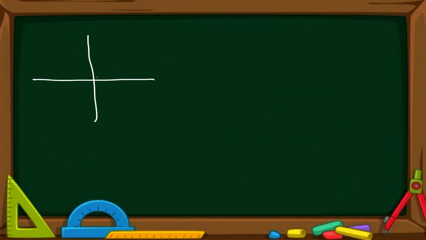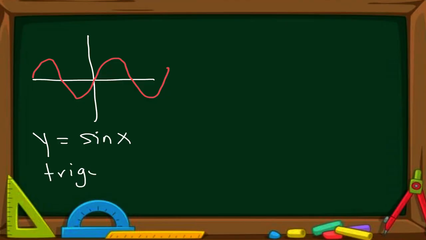Next, you have trigonometric functions, and these go on forever in a horizontal direction. So that is an example of y is equal to sine x. So that's a trigonometric function. These are periodic functions because they continue forever. They repeat the same pattern.